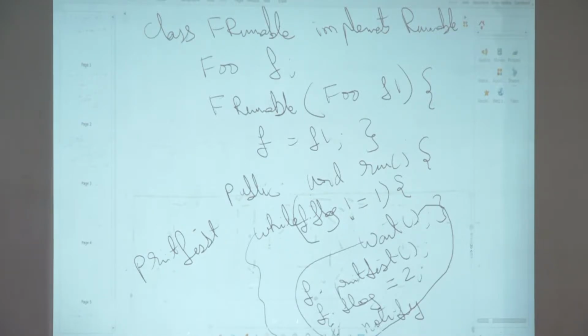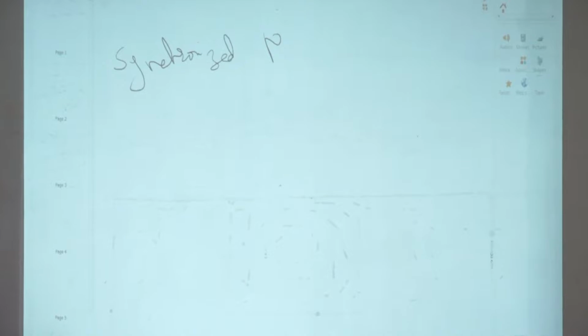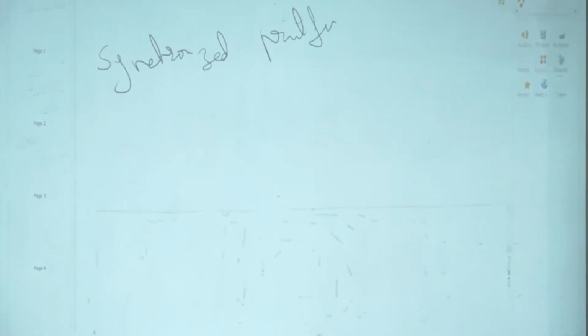I should go to next. This is next, no? Yeah. So I should change this print first to something more. Okay. So let me write this print first again. Again I'll write print first. So synchronized. Then we'll write it, don't worry. This I'm just explaining first. Print first. Okay.